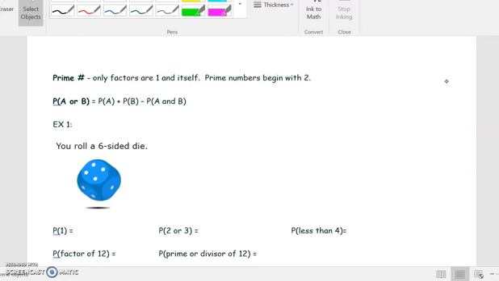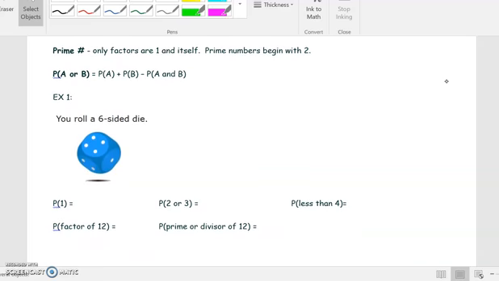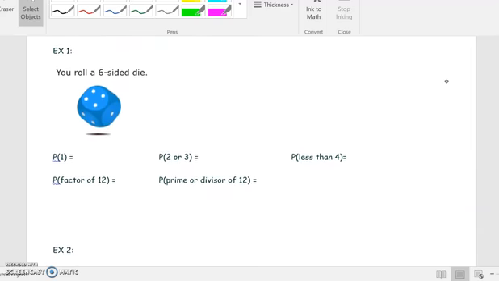In this unit, you're also going to need to know the definition of a prime number. Prime numbers have factors of only 1 and itself, and the lowest prime number is 2. We're also going to talk about finding the probability of A or B. So when we do that, we find the probability of A plus the probability of B, and we subtract anywhere that both of those could occur at the same time. We'll talk about that a little bit more in a minute. Let's look at example number 1.